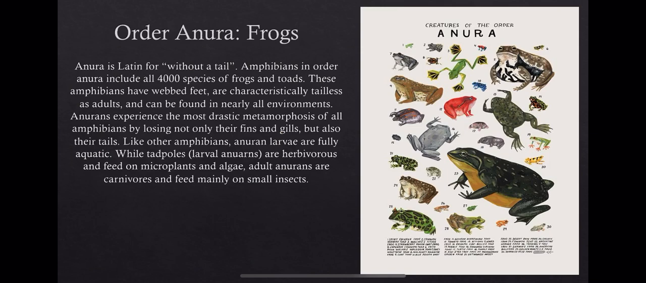Anurans actually experience the most drastic metamorphosis. So if you think of a tadpole, they look very, very intensely different from their adult form. So the larval form of an anuran is going to be very different in its appearance from the adult form of the anuran because of things like losing that tail. The tail exists as a larval stage. It does not exist in the adult.